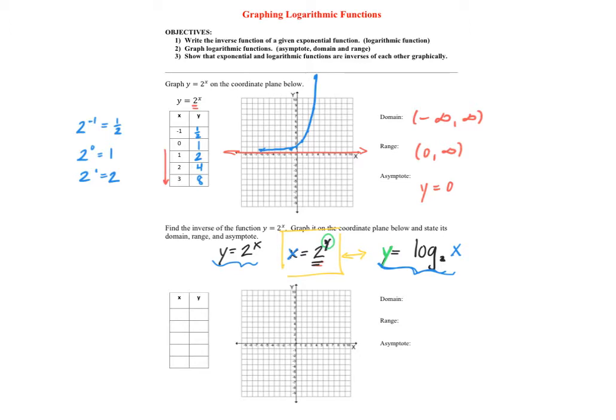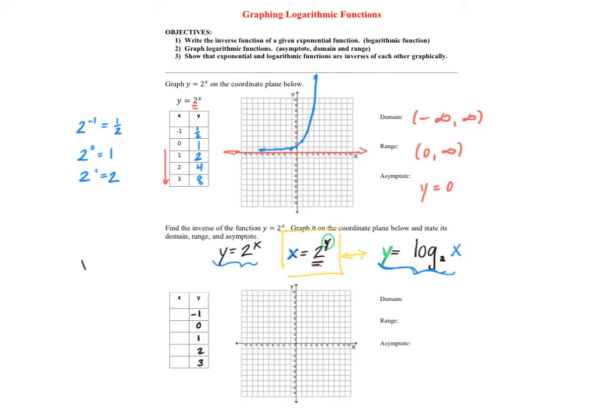I interchanged the X's and Y's. All I did was switch to the form to write it as a logarithm. So if I were to make an XY table for the equation that's in the yellow box, I'm going to plug my numbers or my inputs in for the Y. Let's use those same values I did for the equation above. I'm going to substitute in -1, 0, 1, 2, and 3.